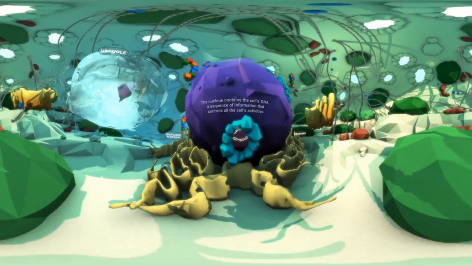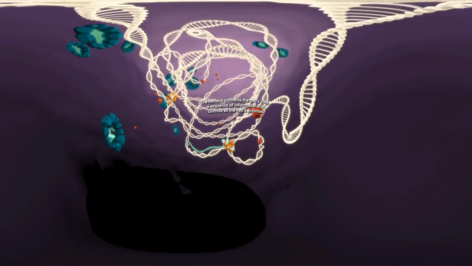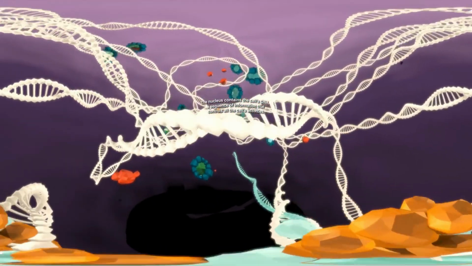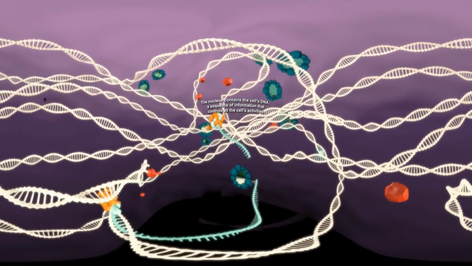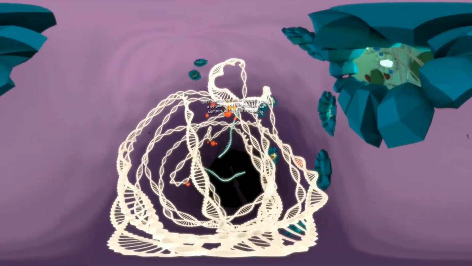You are heading through a nuclear pore and into the plant cell nucleus. The nucleus is home to the cell's DNA, a long, string-like molecule. The DNA contains a sequence of information that controls all of the cell's activities.